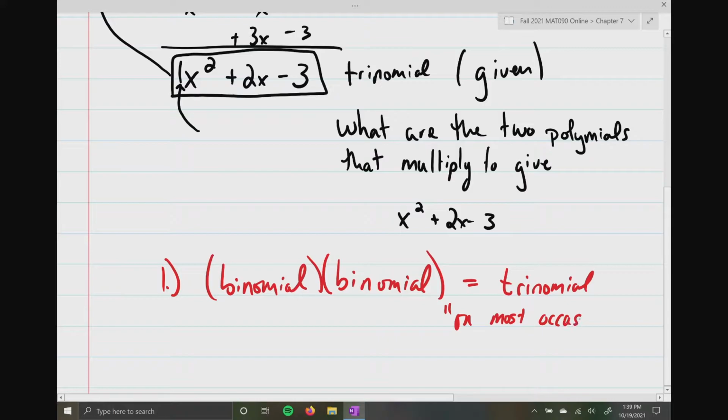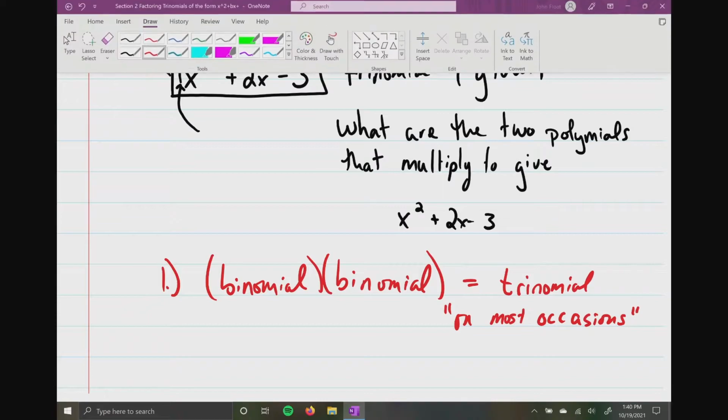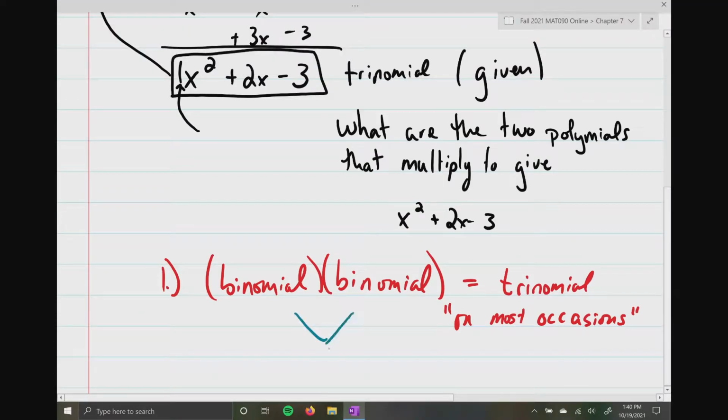On most occasions. Now, this isn't always the case. We're going to see special cases where we have a binomial times a binomial, and it actually equals another binomial, okay? We'll see that, but we'll worry about that when we get there.